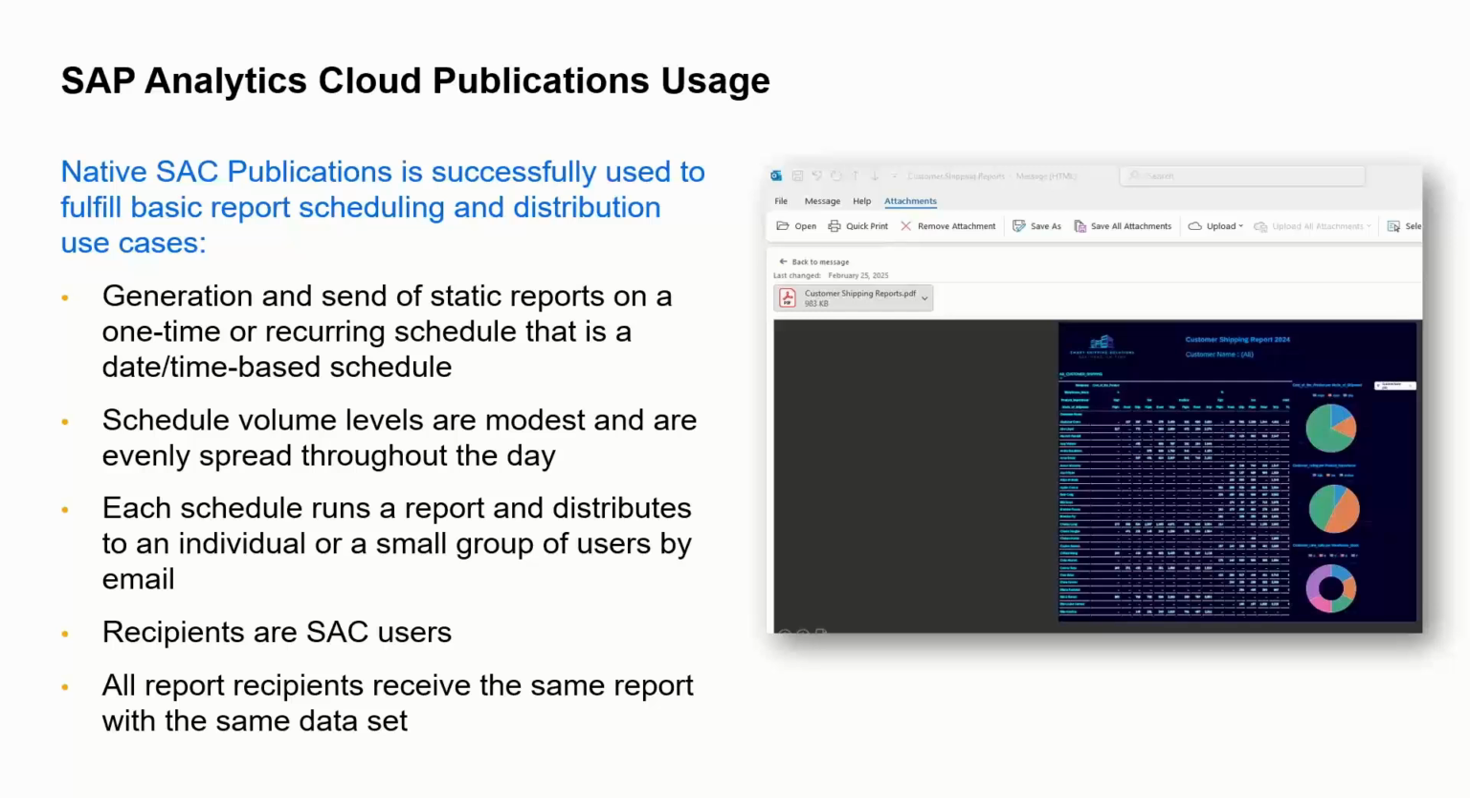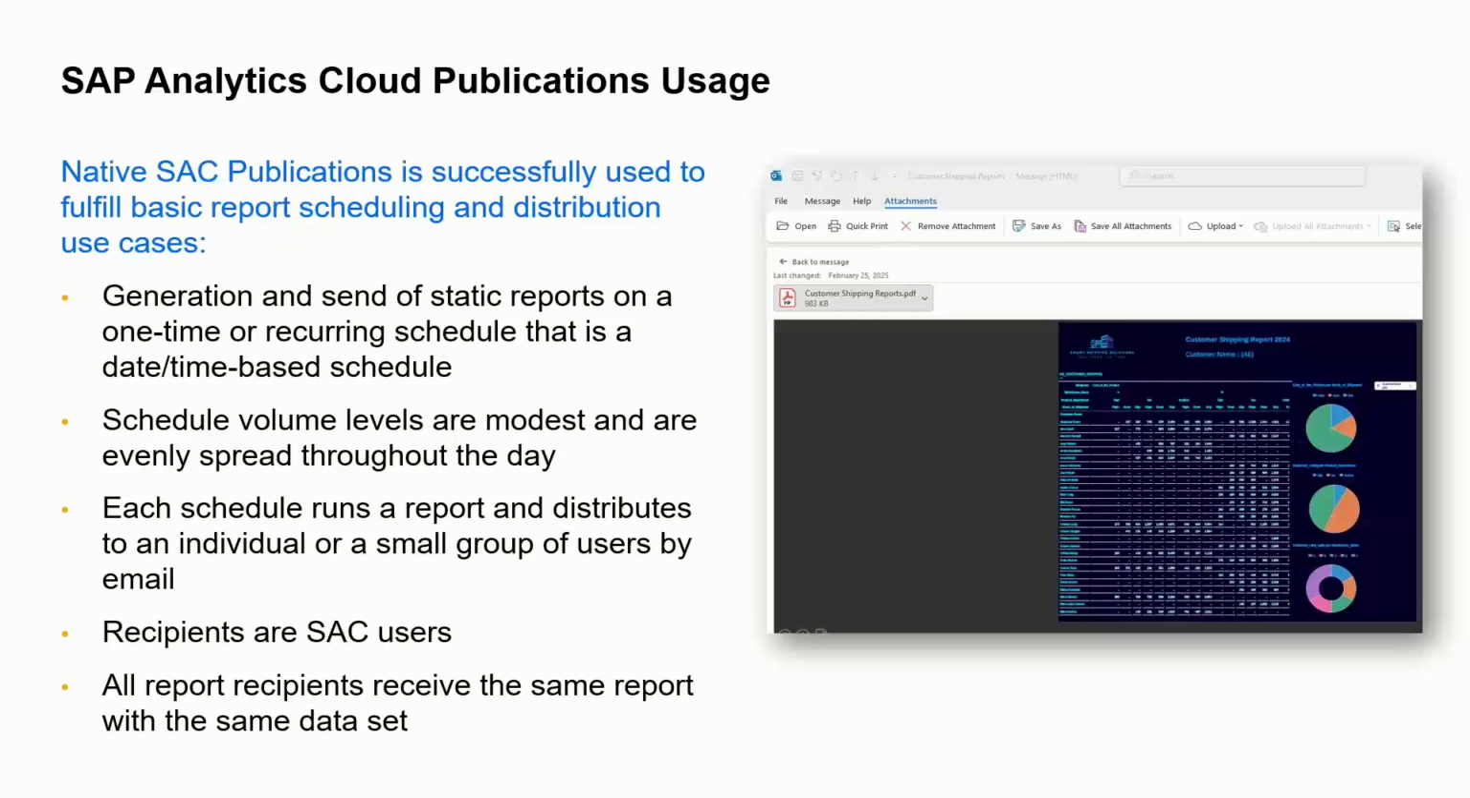The concept here is that native SAC Publications is basically fulfilling some basic scheduling and distribution use cases. So the generation of a static report on a one-time or reoccurring basis. Reoccurring, I would say like 9 a.m. in the morning or 8 a.m. in the morning. The report would be launched, it would refresh, populate the report, and then distribute it out in PowerPoint, PDF, or CSV. The volumes are modest with SAC, and the assumption is that you're going to spread out your activity through the day. It is based on how many licenses you own, and so the idea is that you have so many publications per hour.